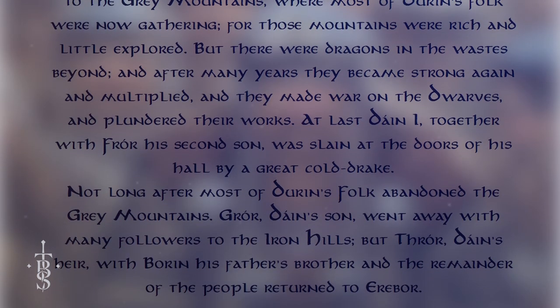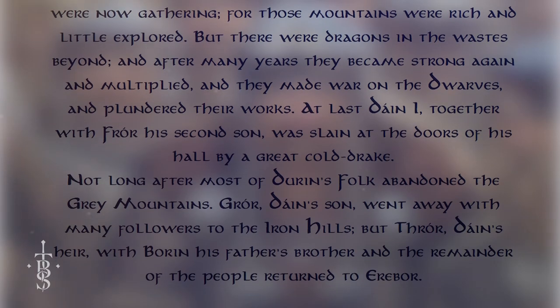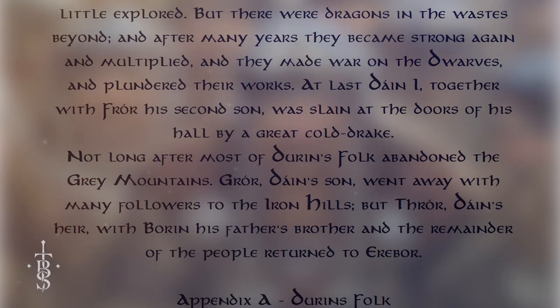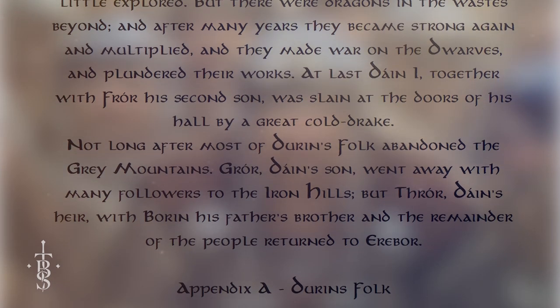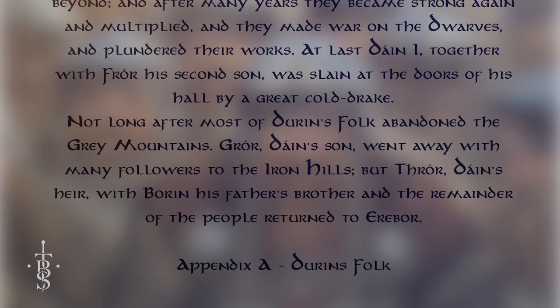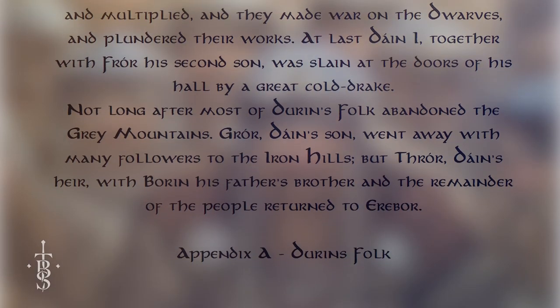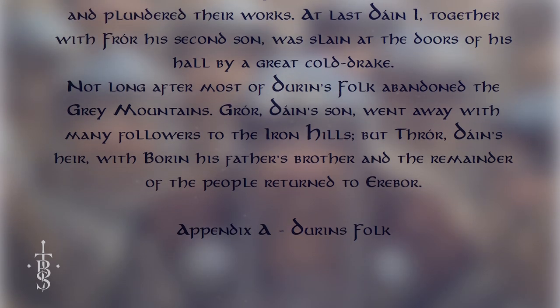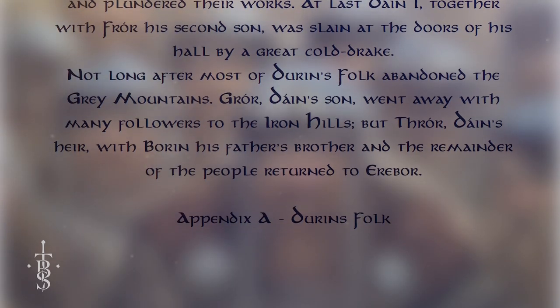At last, Dane the First, together with Fror, his second son, was slain at the doors of his hall by a great cold drake. Not long after, most of Durin's folk abandoned the Grey Mountains. Gror, Dane's son, went away with many followers to the Iron Hills, but Thror, Dane's heir, with Borin, his father's brother, and the remainder of the people returned to Erebor.